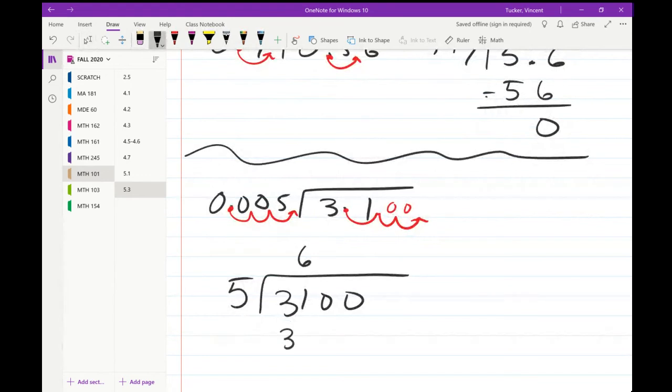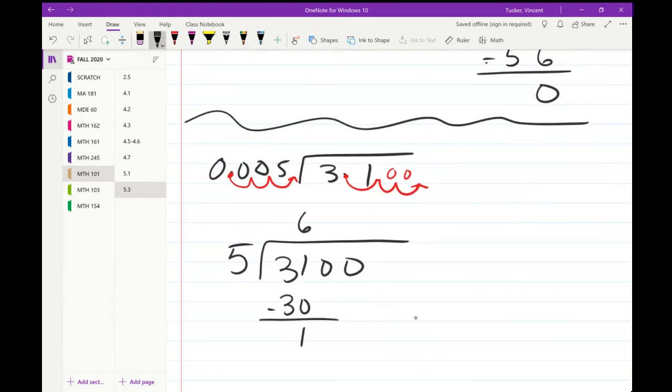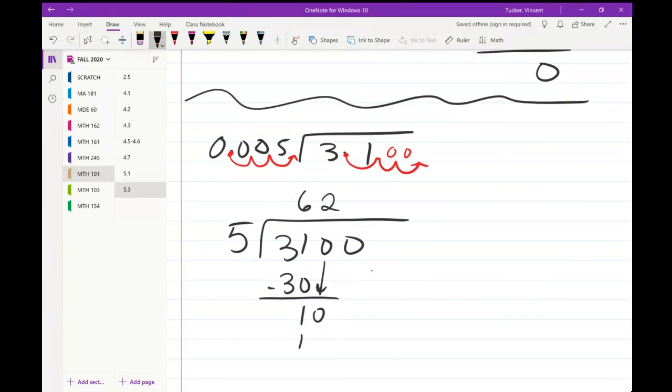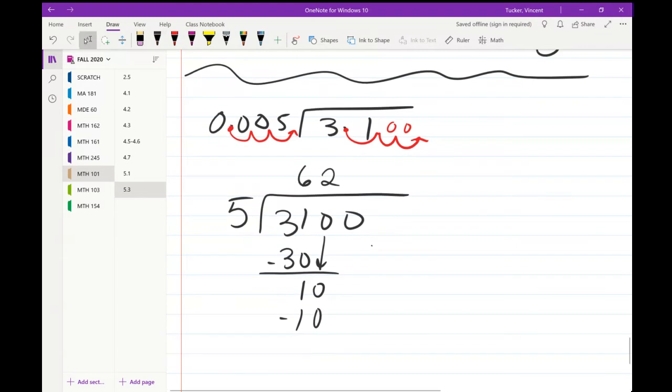6 times 5 is 30, which leaves 1. After you do your subtraction, bring down the 0. 5 goes into 10 2 times. That leaves 0. And we still have a 0 back there, so we use that. 5 goes into 0 0 times. So our answer is 620.